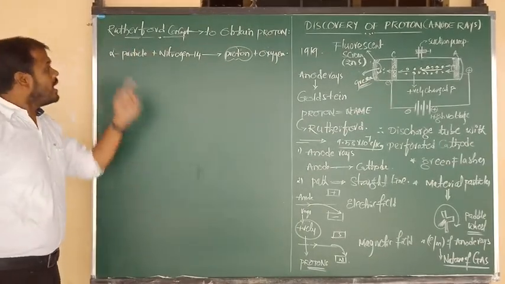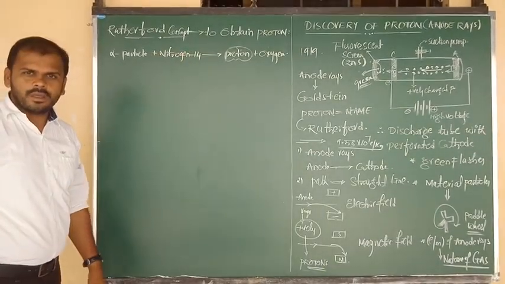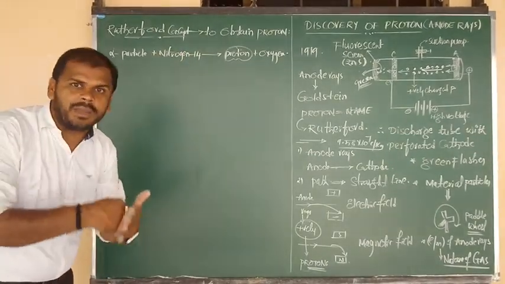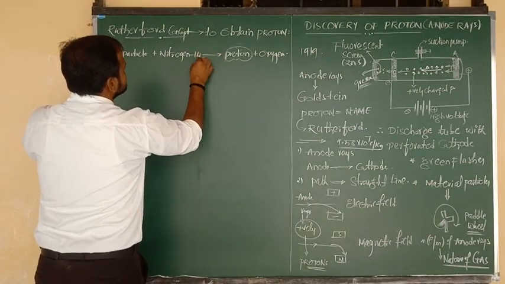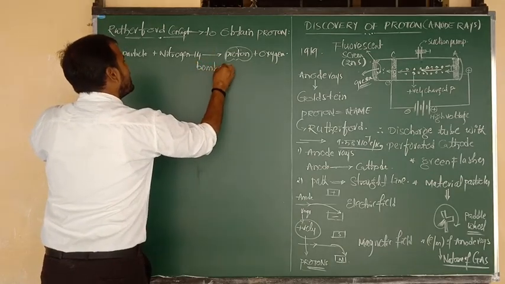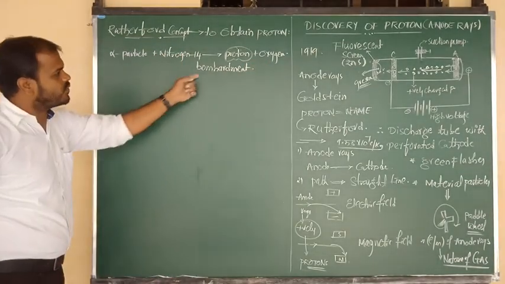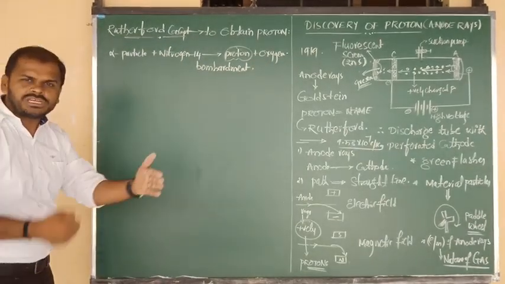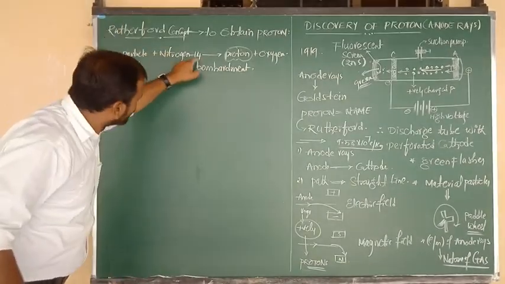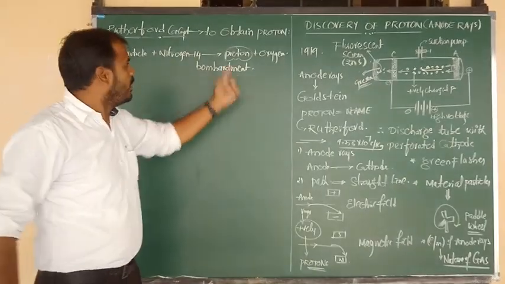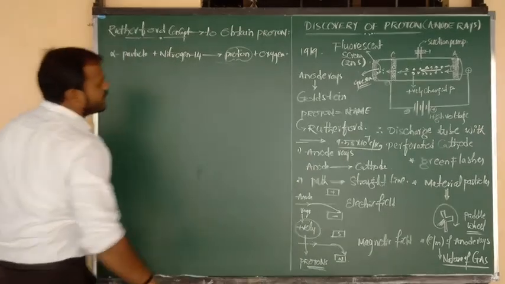Rutherford says that when alpha particles collide on a nitrogen atom, when alpha particles make bombardment, I have already used this word in the previous class also. Sir, what is meant by bombardment? The meaning of bombardment is nothing but collision. You have to be focused on this word. So when an alpha particle bombards or collides on the nitrogen atomic nucleus, it will release the proton. I hope you understand this story clearly.